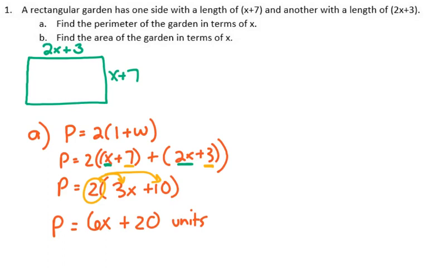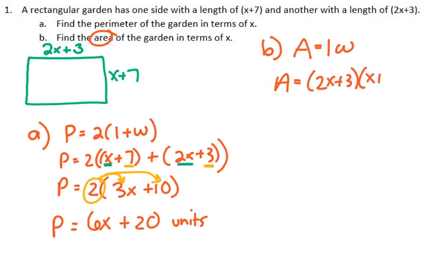Now, part B asks us to find the area of our garden. So for area, we need to remember our area formula is A equals length times width. So when I substitute in my length and my width, I get that area is equal to 2x plus 3 times x plus 7. Now I can use either method here, either double distributing or my grid.